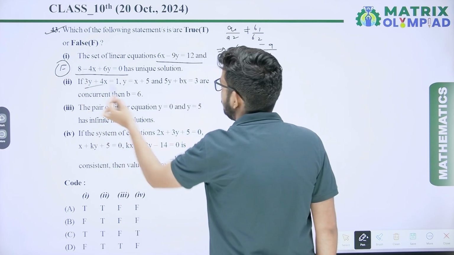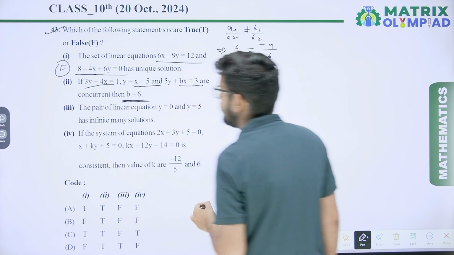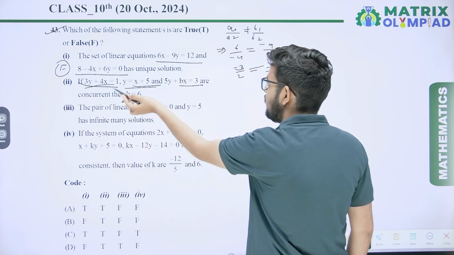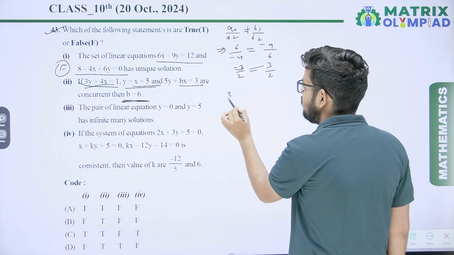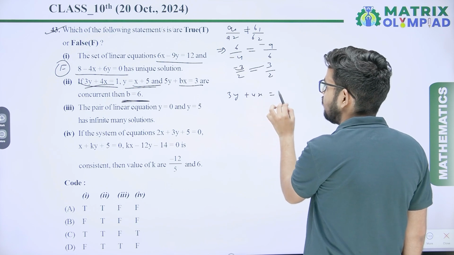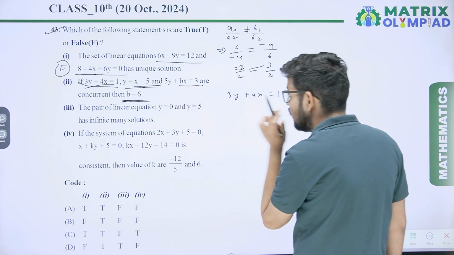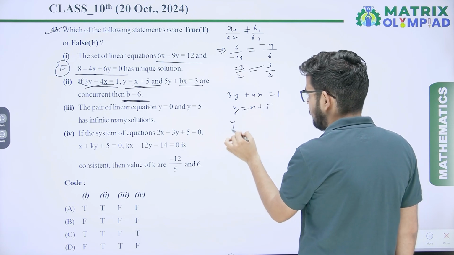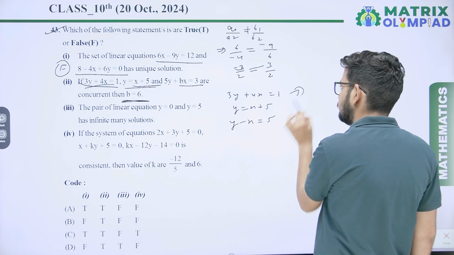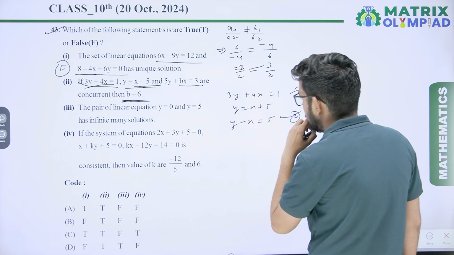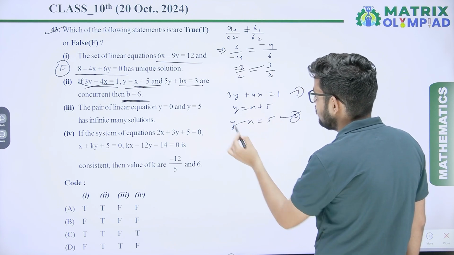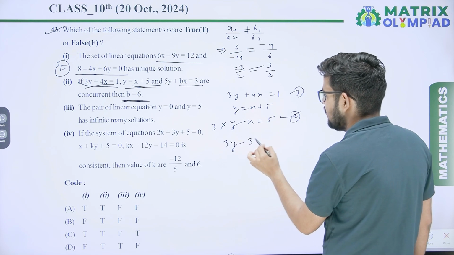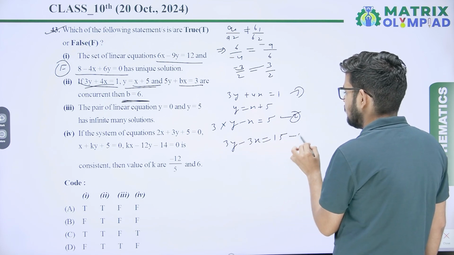Second one: if these equations are concurrent, then b equals 6. So first of all, solve these equations and find the values of x and y and put them in this equation. So 3y plus 4x equal 1, and the second equation is y equal to x plus 5, so it will be y minus x equal 5. Now we have to find the values of x and y. So multiply equation 2 by 3. So we will get 3y minus 3x equal 15.